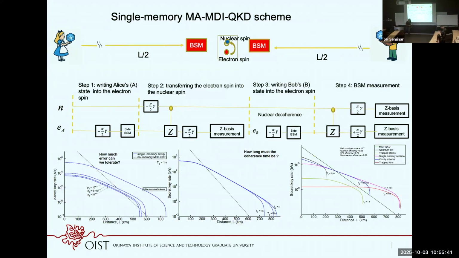And basically what you can see here is that, as you can see, the purple line is the single NV center. The blue line was the previous one. But now, since we are using a higher coherence time, we can reach the purple line, we can reach longer distances. And that's all thanks to the coherence time of the nuclear spin.